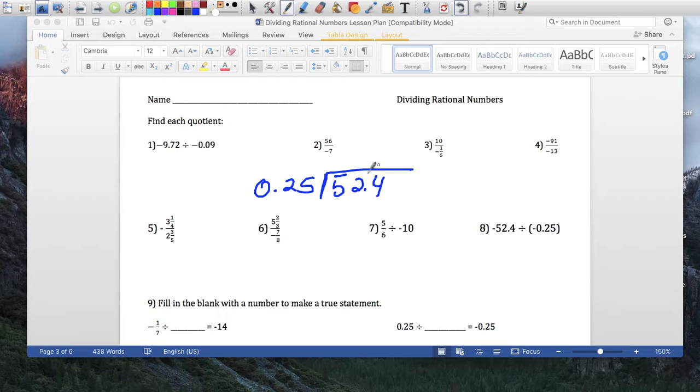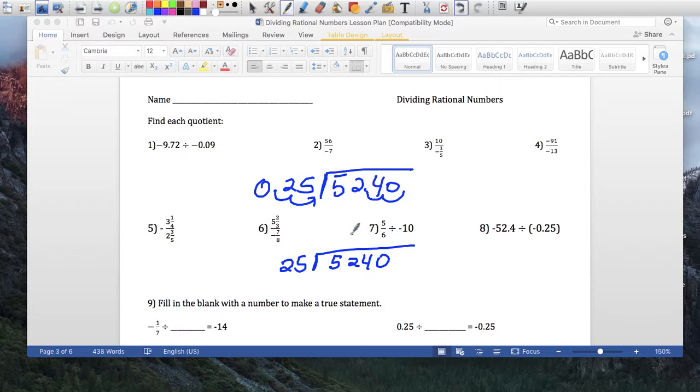Again, if we want to change the 0.25 into a whole number, we're going to move this decimal 2 over. So that's going to give me 25. If I move 2 over outside, I move 2 over inside. So it's 1, 2. There's empty space, I add a 0. So that's going to give me 5,240.